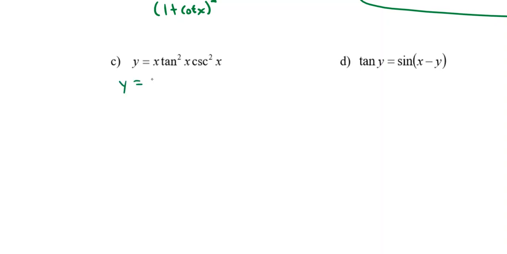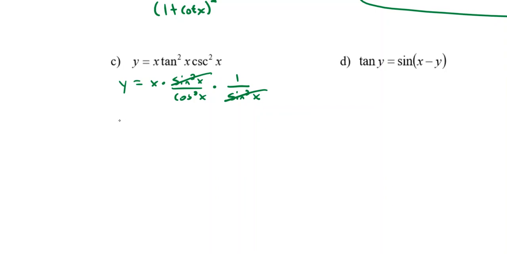So y is equal to x times sine squared x over cos squared x times 1 over sine squared x. And hey, look at that. Sine squared x and sine squared x, they cancel. Oh, that becomes way easier, right? Now we don't got to deal with all that.